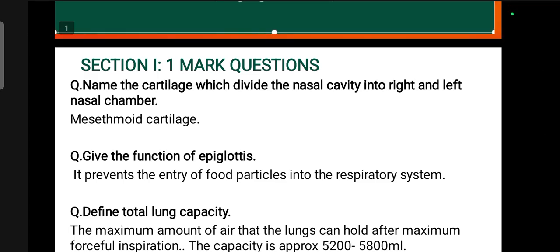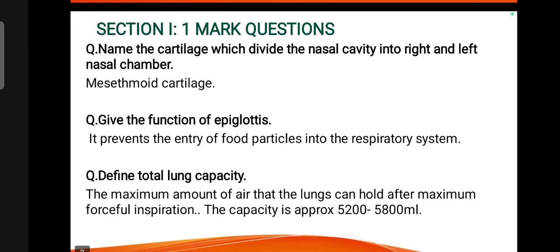1 mark questions. Name the cartilage which divides the nasal cavity into right and left nasal chamber. It is mesethmoid cartilage. Give the function of epiglottis. Prevents the entry of food particles into the respiratory system. Define total lung capacity. The maximum amount of air that the lungs can hold after maximum forceful inspiration. The capacity is approx 5200 to 5800 ml.